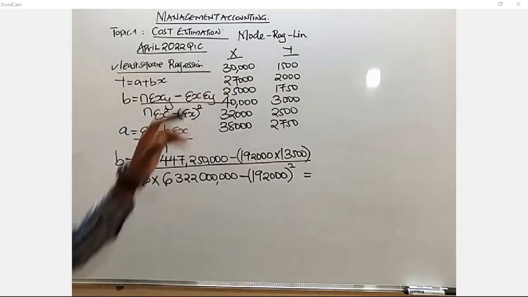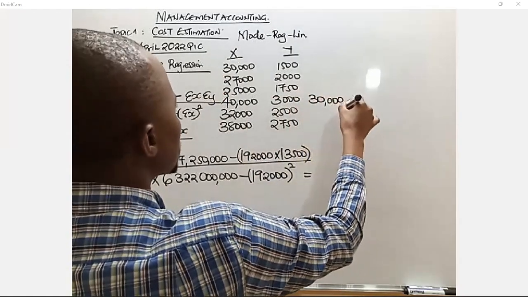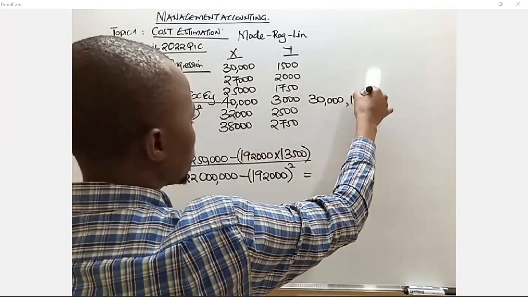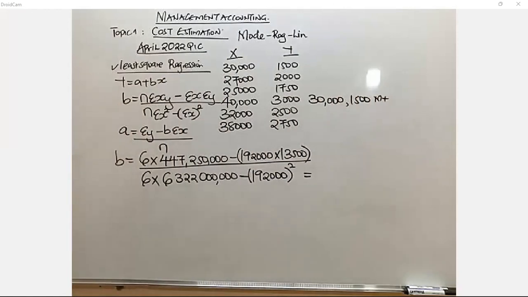Now, the first one, I just need to take 30,000, comma, 1,500, M plus. So Mary, let us do this: 30,000, comma, 1,500, M plus. The second one will be 27,000, comma, 2,000, M plus. The other one will be 25,000, comma, 1,750, M plus. The other one is 40,000, comma, 3,000, M plus.